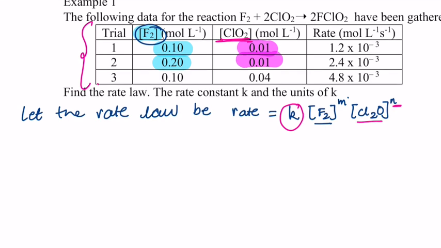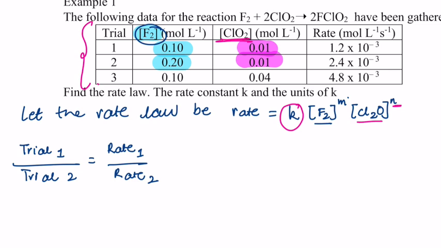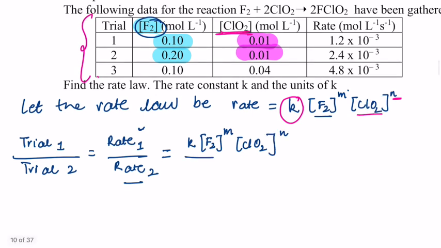So what we are going to do is write down a ratio between trial 1 and trial 2, and then make a ratio between rate 1 and rate 2. And now if we did plug in the rate law here, you don't have to write this part out explicitly on your test. I'm just writing this here to show you. And then I realized the mistake. It should be ClO2 up there. So you're basically just plugging in the concentrations of fluorine and ClO2 in trial 1 and in trial 2 in your ratio.